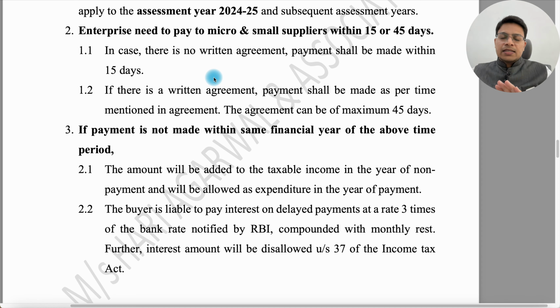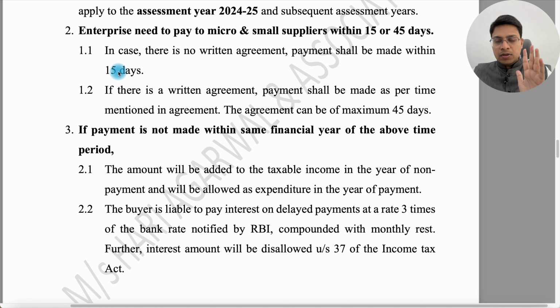Let us think that there is no written agreement with the supplier. So what is the due date for payment to the supplier? The due date is this one, 15 days. Let's say 15th January 2024 is your due date to make the payment to the supplier. Your date of transaction is 1st January 2024, or the date of acceptance is 1st January 2024. 15 days is 15th January 2024. So MSMED Act says that you should have made the payment to the supplier within 15th January 2024. This is as per the MSMED Act. There is no change in the MSMED Act. It is as it is.